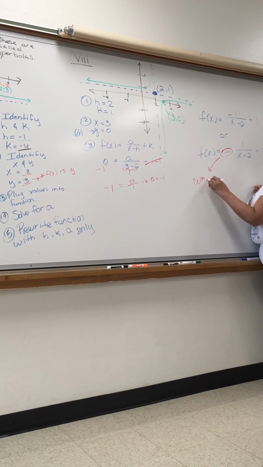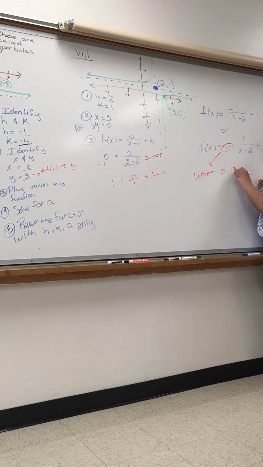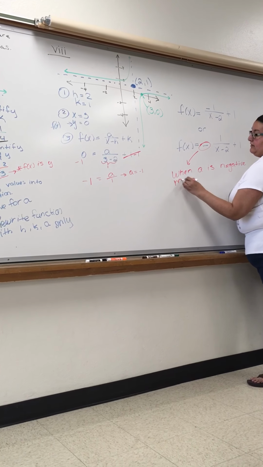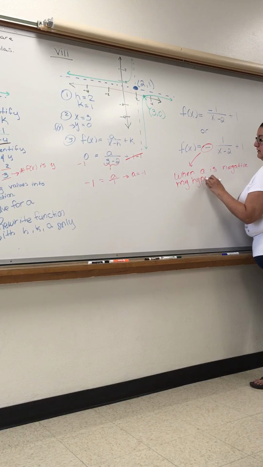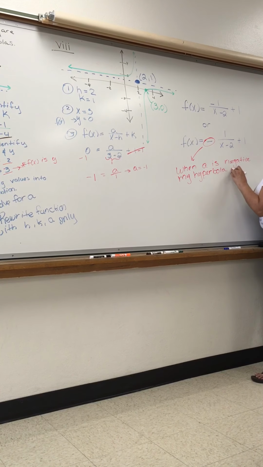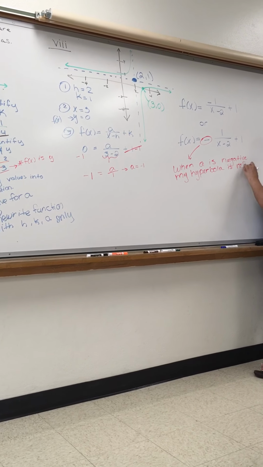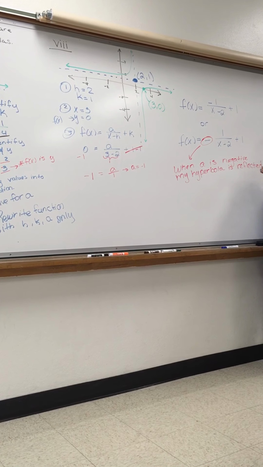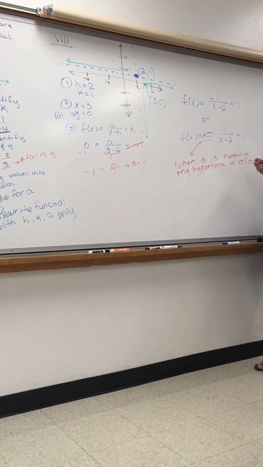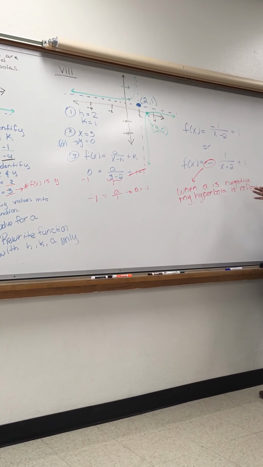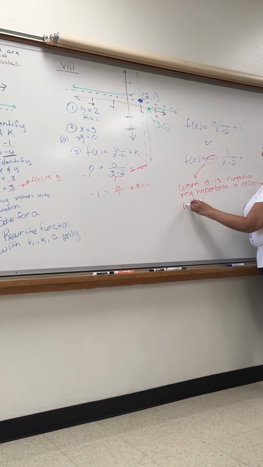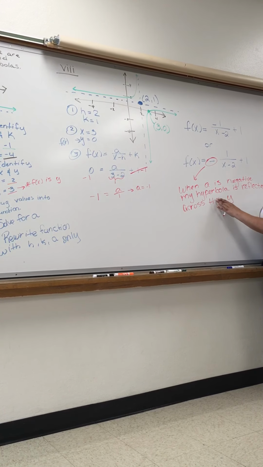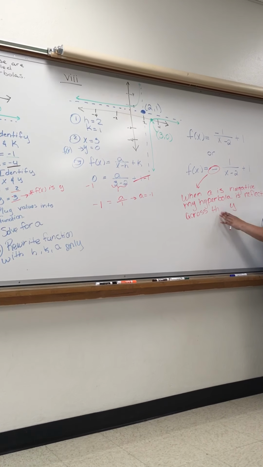When a is negative, my hyperbola is reflected. Okay? My hyperbola is reflected across the y-axis, okay? So it is reflected across the y-axis. Oops. I'm writing too quickly for myself.